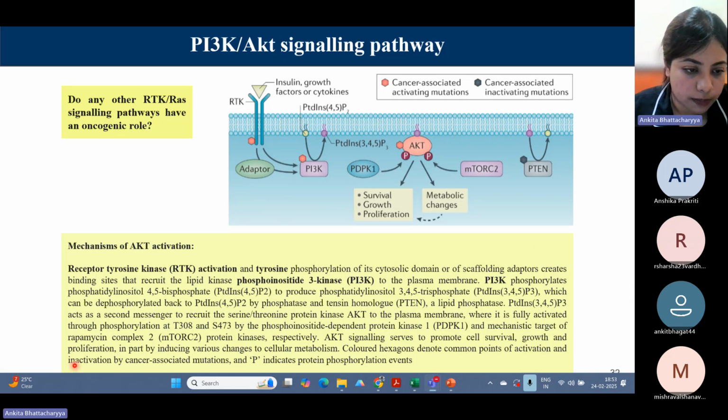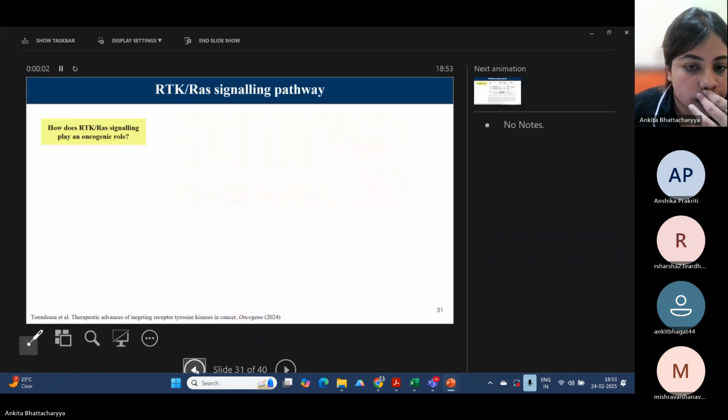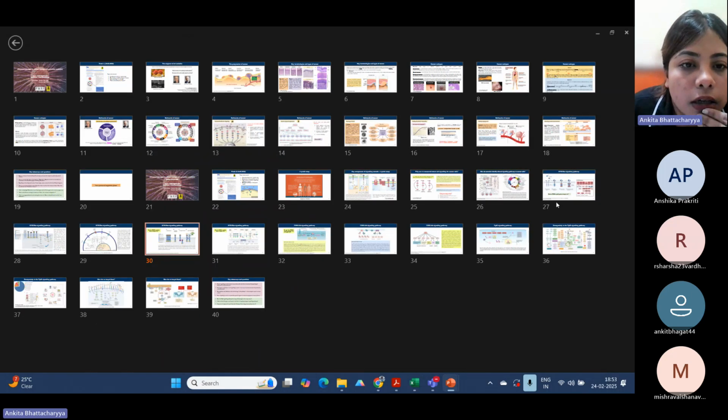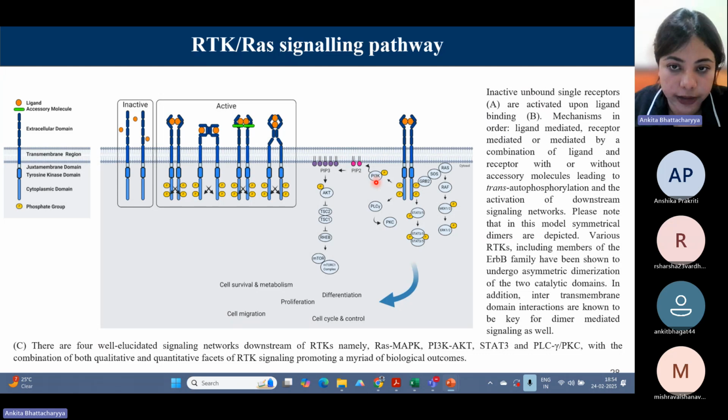I think I'll show you this pathway. If you had seen this slide, here also the same thing had been shown. I just did not go into details about it. But after this RTK activation, PI3K is becoming active. It is converting PIP2 into PIP3. And then PIP3 is activating AKT, which is phosphorylated, and then through some different complexes.